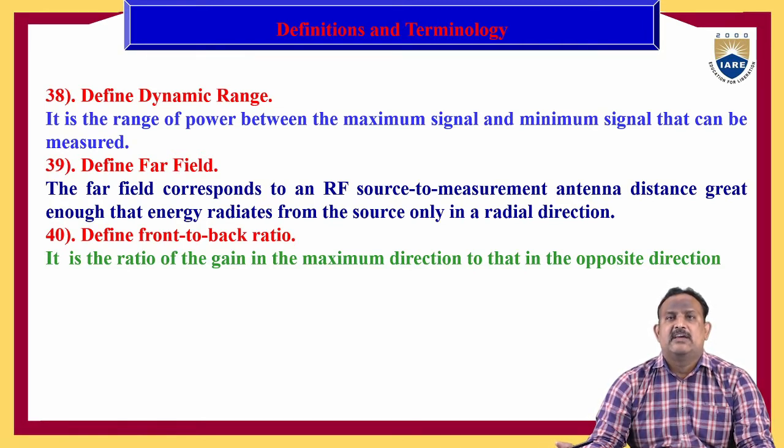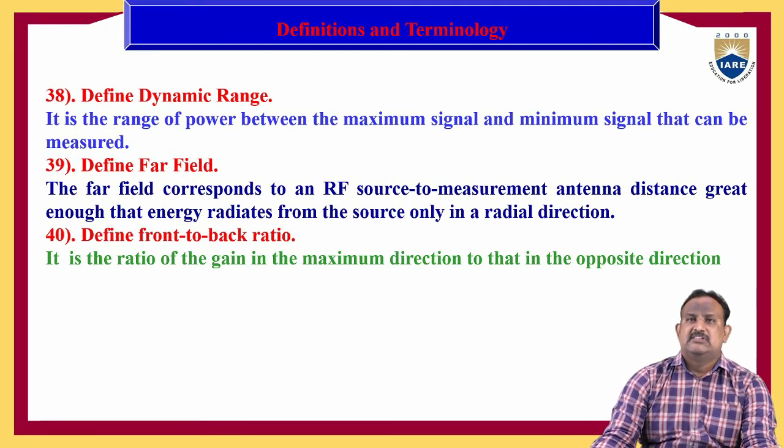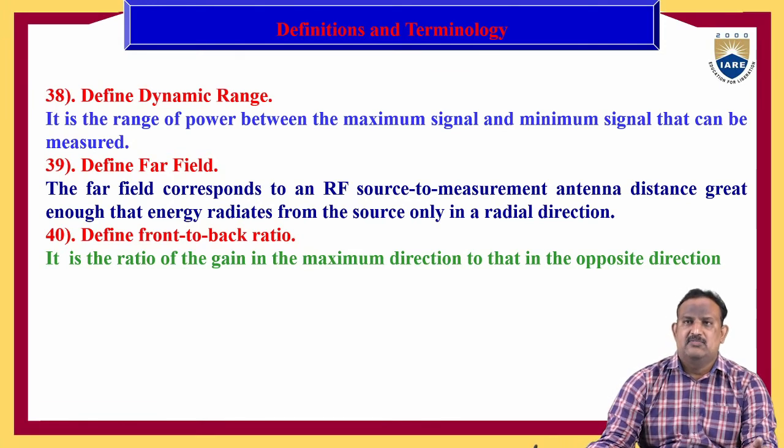Define front to back ratio. It is a ratio of the gain in the maximum direction to the gain in the opposite direction. It is known as the front to back ratio. So there are some definitions in transmission line 1.